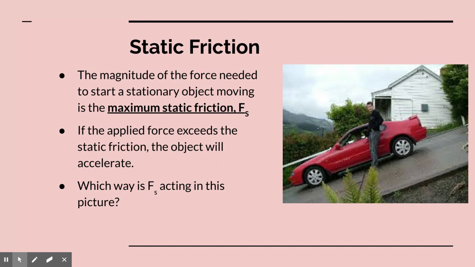But the idea being is that static friction will change between 0 and whatever its max static friction is. So as an example, let's say you've got a little can here, and this can's static friction force is equal to 10 newtons. That's its max.